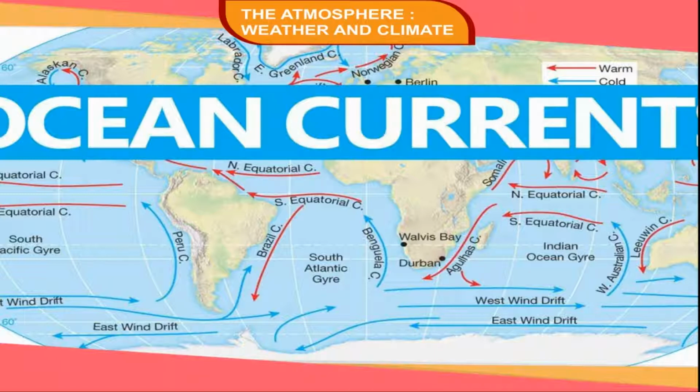This is the reason why the cold Labrador current affects the eastern coast of Canada, and the Canadian coast remains frozen during the winter. Similarly, on the western coast of Europe, the warm North Atlantic drift melts the ice during the winter and keeps all the ports ice-free throughout the year.